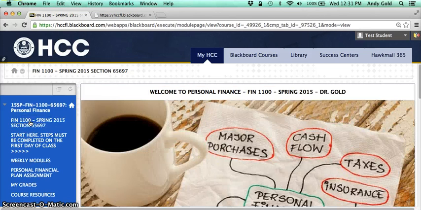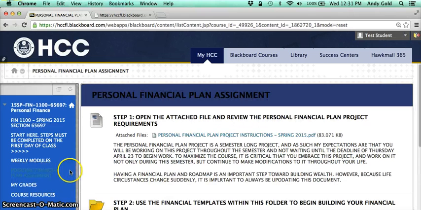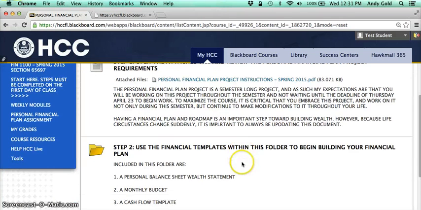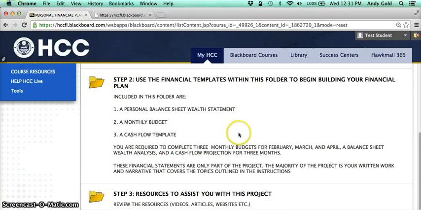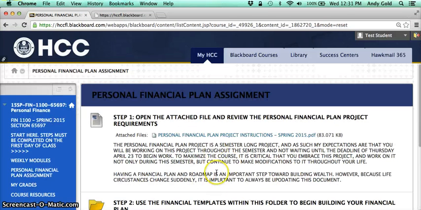This again is our homepage for the course. And if you go to the Personal Financial Plan Assignments folder over here on the left-hand side menu, you'll see 3 different sections. Section 1 has instructions. Section 2 has different templates that you'll use as part of the project. And Section 3 has other resources available to help you do a really good job with this project.